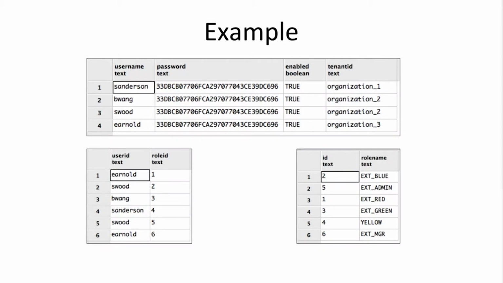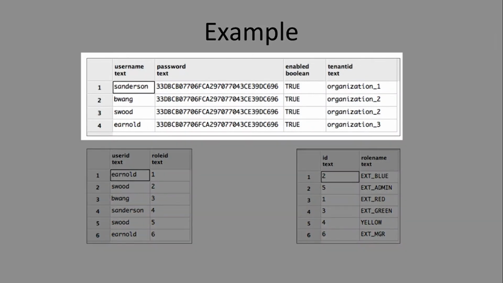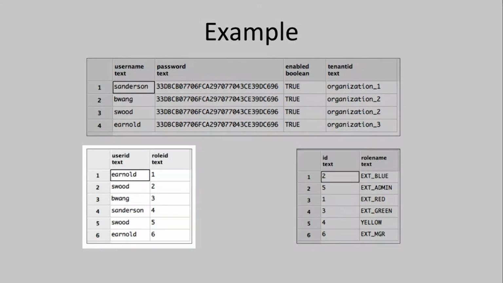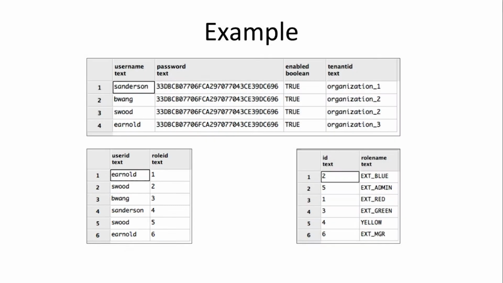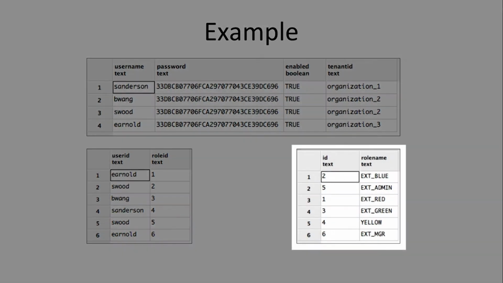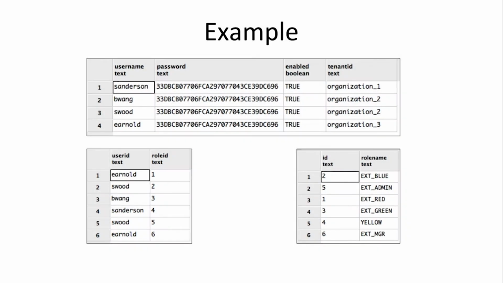In the upcoming example, I have my users stored in a user table. I have the roles for these users stored in another table. And finally, I have a table that describes each of the roles. How you store this information inside your database is really up to you.